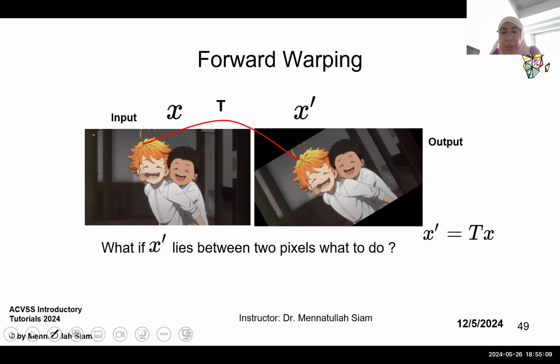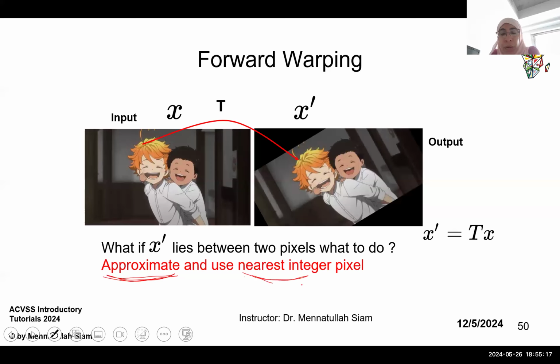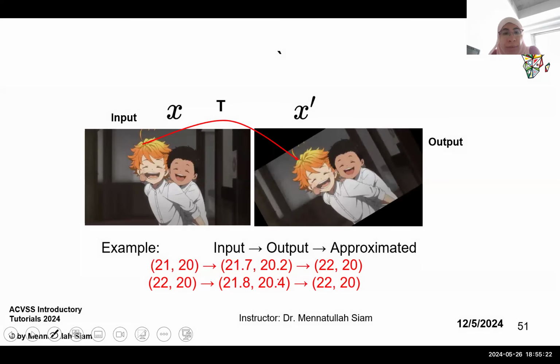We'll see that you can do some approximation. The simplest thing is to just take the nearest integer pixel. So if I have 21 and 20, after the transformation it became 21.7 and 20.2. And I have another one, 22 and 20, which after the transformation becomes 28.8 and 20.4. If you approximate both, you will see that both got transformed.